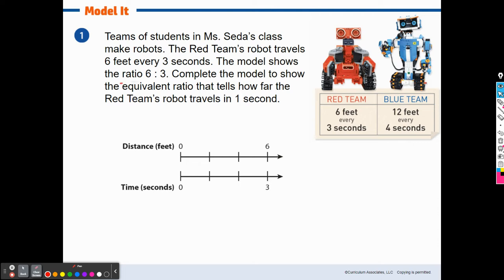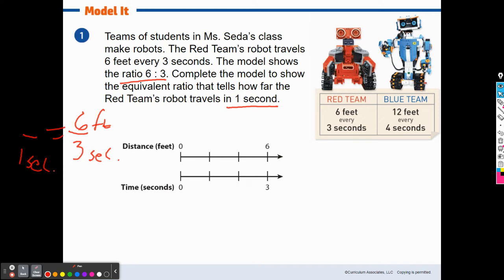So our ratio that we're given is 6 to 3, right? We can write that as a fraction, 6 over 3, right? That's our rate. 6 feet every 3 seconds. So when we add those units to it, we've got our rate, all right? And we want to change this and find something equivalent, so that we want to know how far the red team's robot travels in 1 second. So we want 1 second on the bottom here, right?